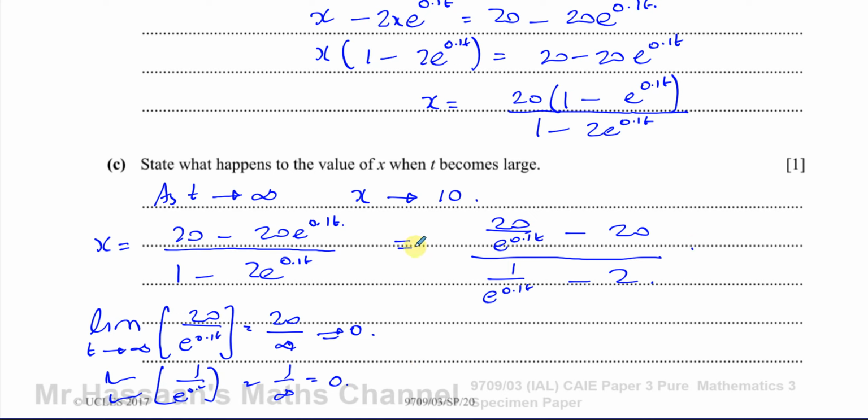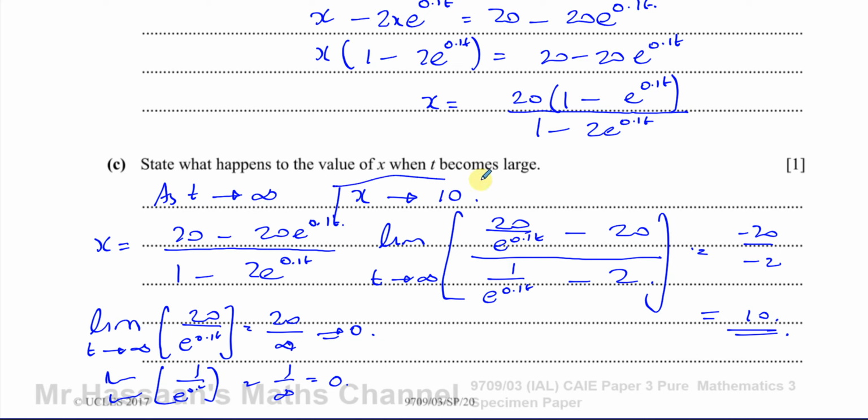So we can say that, let me write it over here. The limit as t approaches infinity of this is going to be minus 20 over minus 2. This will be 0, this will be 0, and that's going to give you 10. Okay, so that's what it's going to approach as t becomes really, really big. All right, so that's how we can understand how to answer part C.